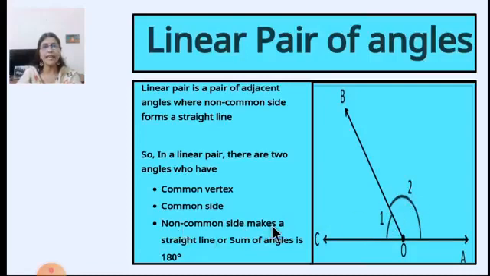And the non-common sides make a straight line. You can see here these two are non-common, OC and OA. They are the non-common sides and they are forming a straight line, or you can call it a straight angle. And as you know, a straight angle is 180 degrees. So the sum of these two angles is also 180 degrees. That means angle 1 plus angle 2 is equal to 180 degrees.